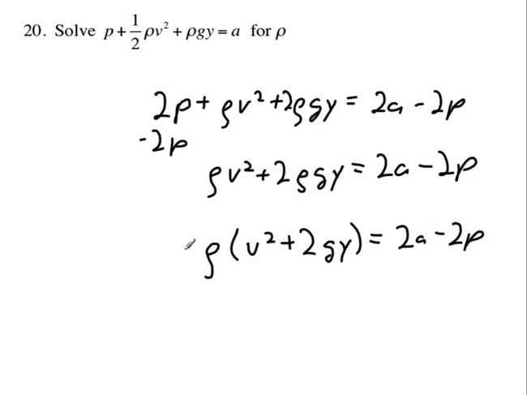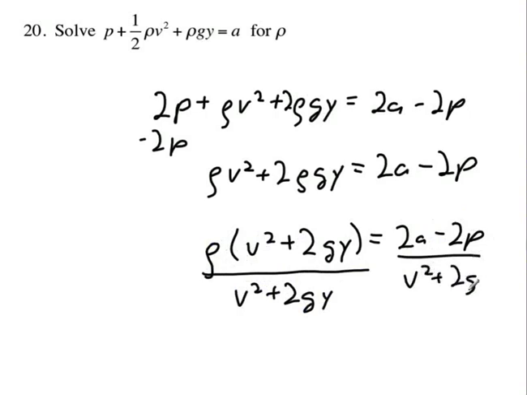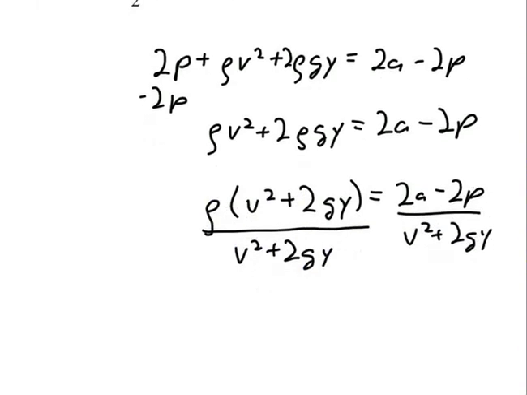So if rho is getting multiplied by all this, I'm going to divide by all this to get it out of the way. Divide both sides. So what you end up getting is rho, which is what we wanted to get by itself, equals 2a minus 2p, all divided by v squared plus 2gy. And so that's how you do it.